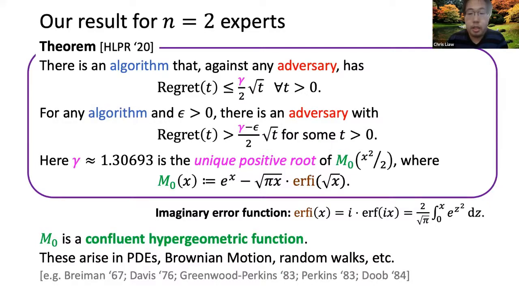Okay, perhaps somewhat surprisingly, we are able to get a matching lower bound. We show that for any algorithm and any positive epsilon, we can design an adversary that forces the regret to be at least gamma minus epsilon over 2 times square root t, at least for some time t. And hence we can get arbitrarily close to the upper bound. Okay, so for the rest of the talk, I'll give a little taste of the ideas that go into the design of the algorithm. And if you want more details, you can look at the long version of the talk.